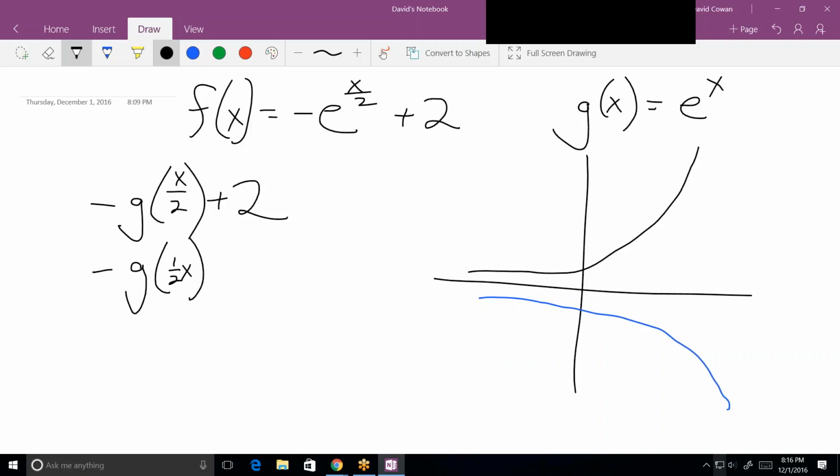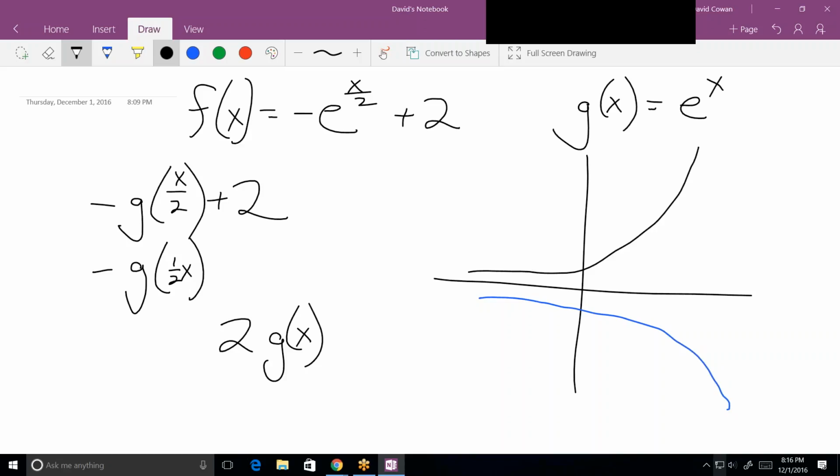Now, is it a shrink or a stretch? Shrink. By a factor of 2. Right. And it's the opposite of the way a vertical works. If I had 2 g of x, is that a shrink or a stretch? Stretch. Right, because 2 is greater than 1.